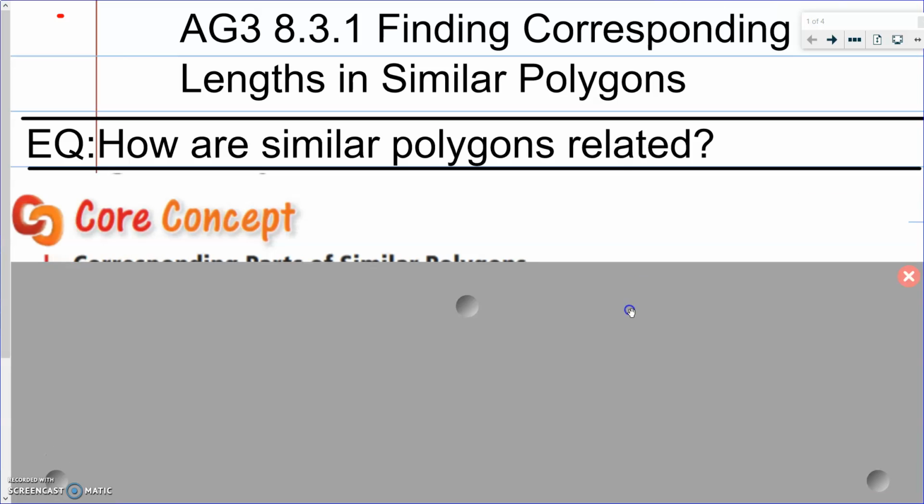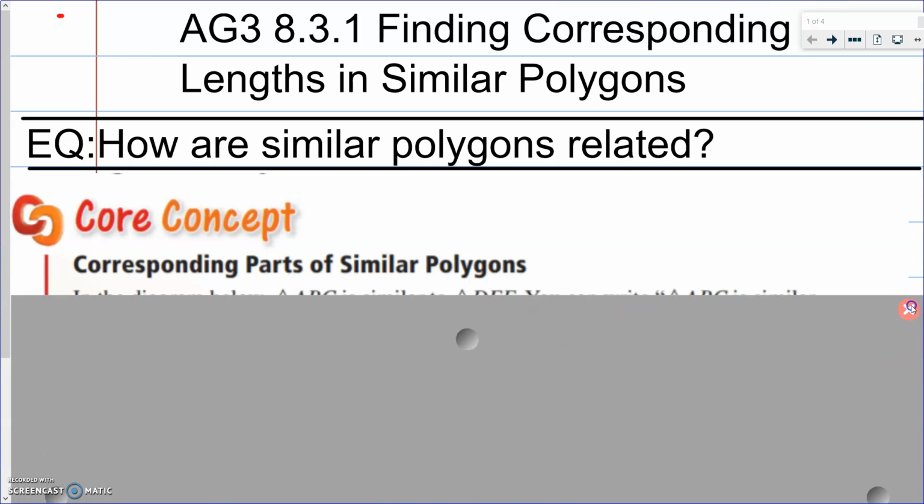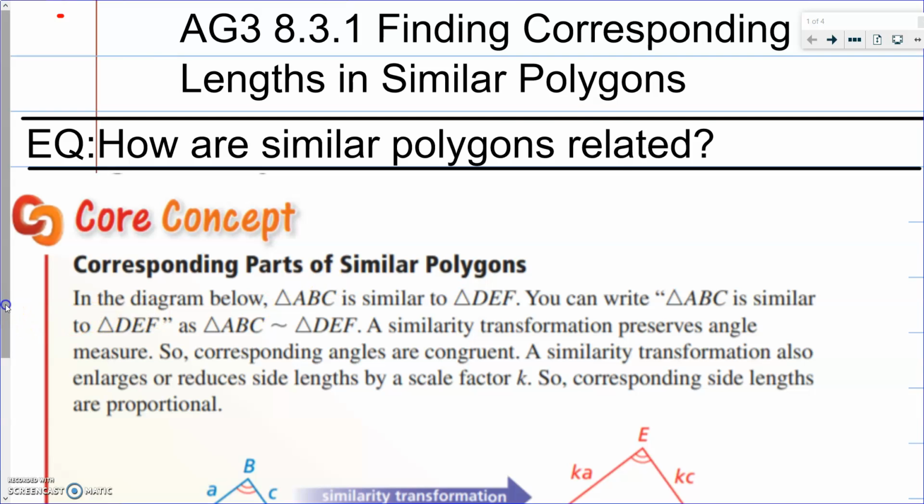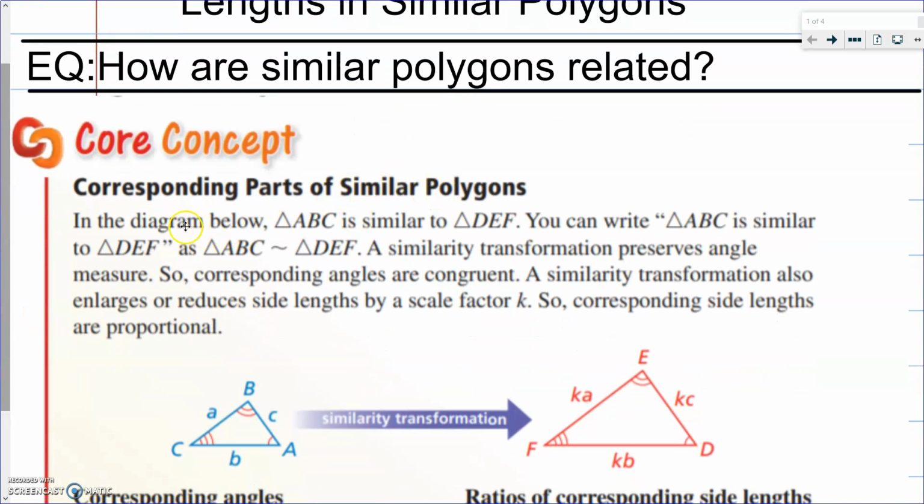So let's get started. In the book, it gives us a core concept. The core concept says that corresponding parts of similar polygons are congruent. In the diagram below, triangle ABC is similar to triangle DEF. The order of these letters matters greatly. A is congruent to D, B is congruent to E, and C is congruent to F. So we can write triangle ABC ~ triangle DEF, where this little squiggly line means similar to.